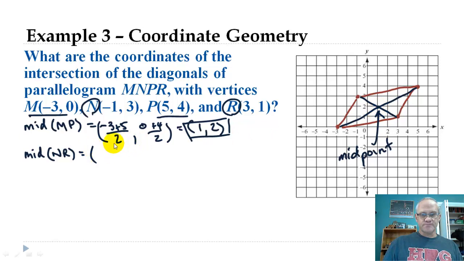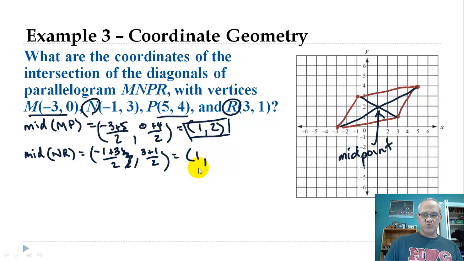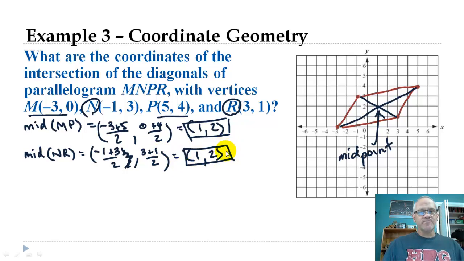So let's do that. Again, we're going to add the x's. So I'll do the negative 1 plus 3, divided by 2. And then 3 plus 1 divided by 2. So this 3 minus 1 is 2. 2 divided by 2 is 1. 3 plus 1 is 4. Divided by 2 is 2. Guess what? It's the exact same thing. And so that shows the coordinates of where they cross.